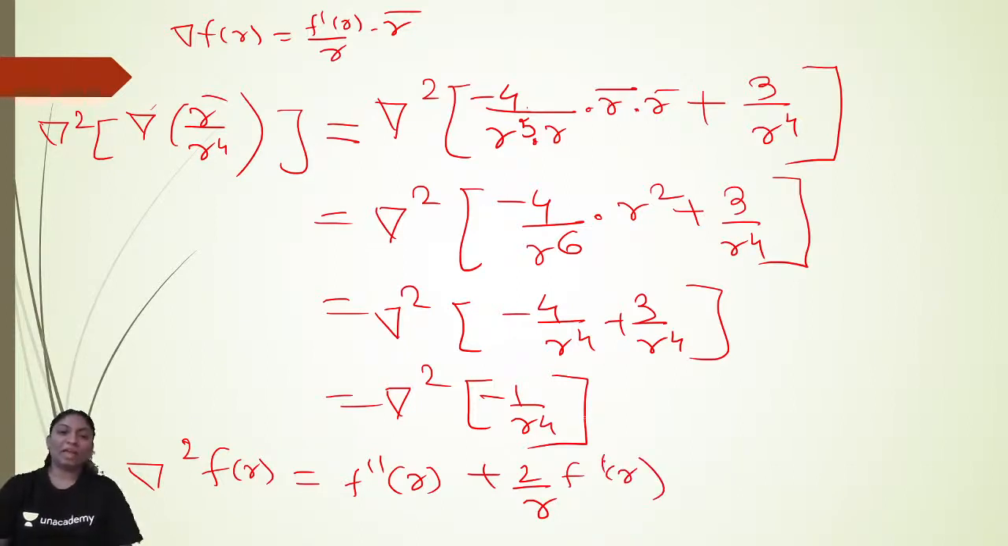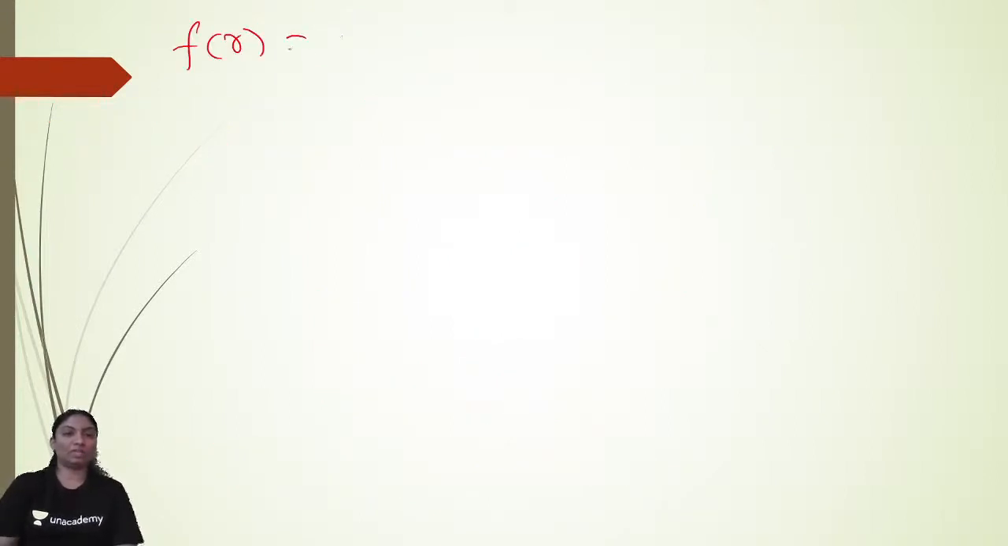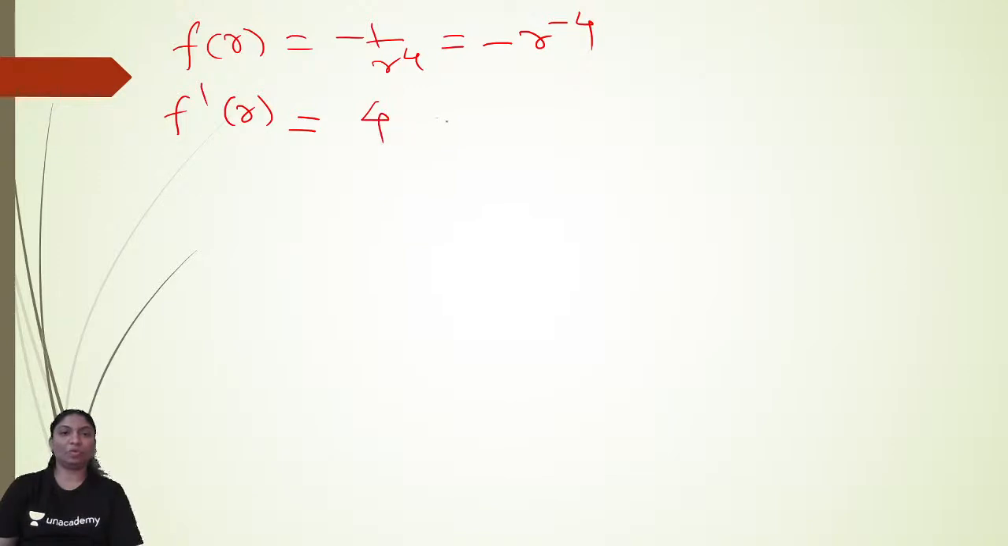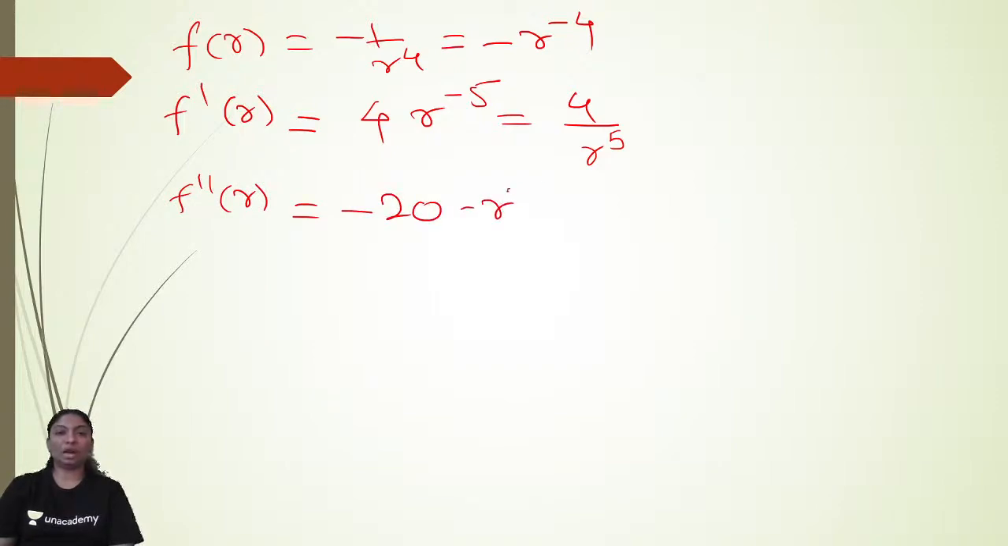So here f of r is -1 upon r raised to 4. F of r is equal to -1 upon r raised to 4, which is equal to minus r raised to -4. So what is f dash of r? Minus of minus, so this becomes +4 r raised to -5, which is equal to 4 upon r raised to 5. So f dash of r is 4 upon r raised to 5. Then f double dash of r is -20 into r raised to -6, equal to -20 upon r raised to 6. That is f of r, f dash of r, f double dash of r.